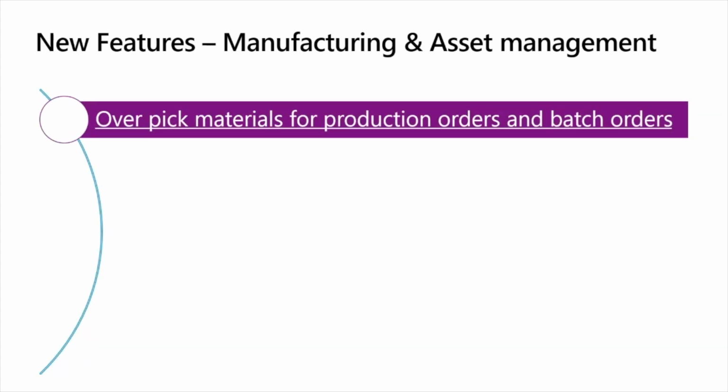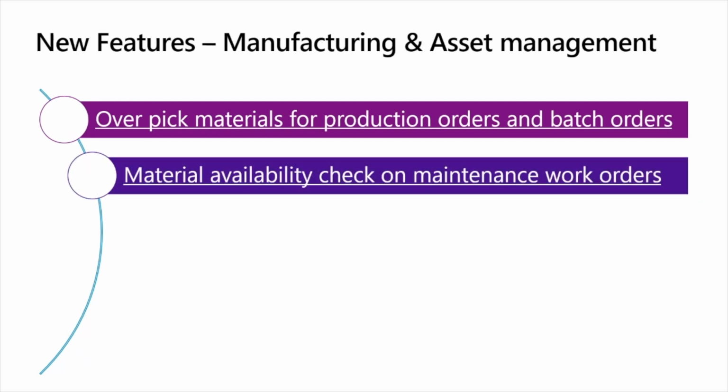Thanks, Hiren. I'll cover the manufacturing and asset management area features here. The first one is overpick materials for production orders and batch orders. This was one of our top voted ideas on the portal. This feature lets workers who use the warehouse management mobile app overpick raw materials for production orders when needed. Workers are notified if they exceed the overpicking thresholds that the warehouse manager sets.